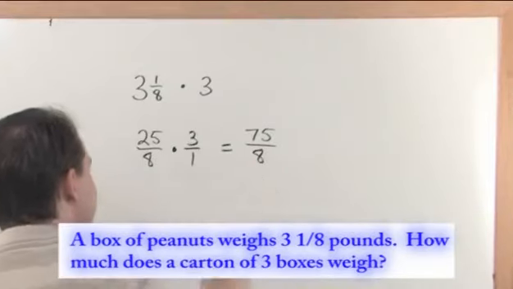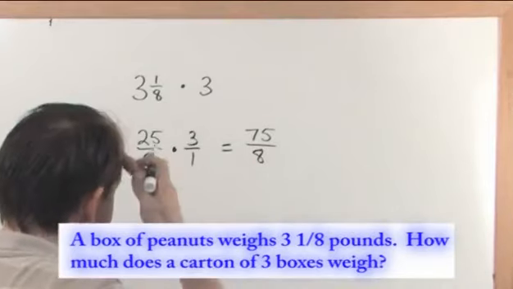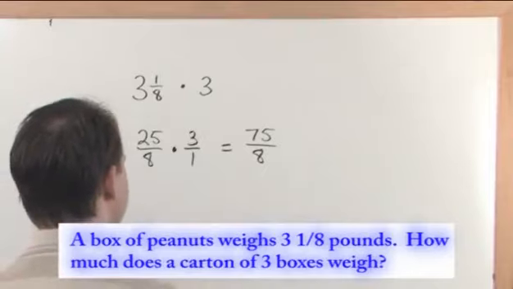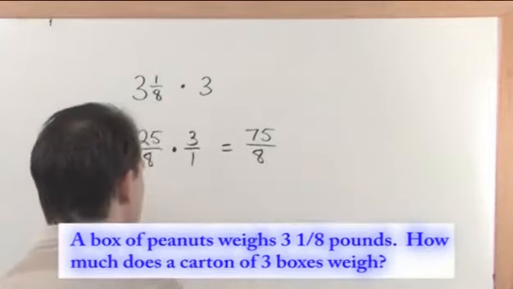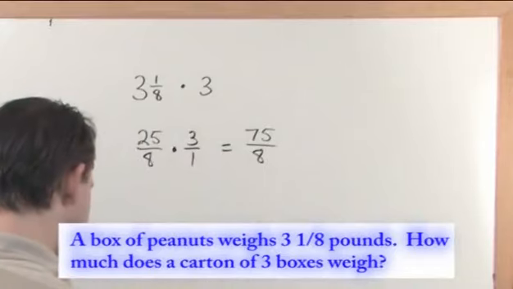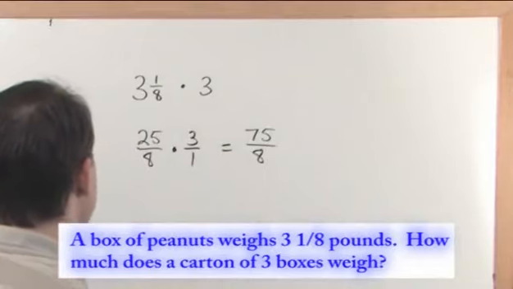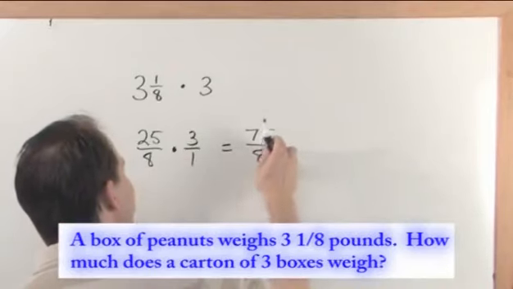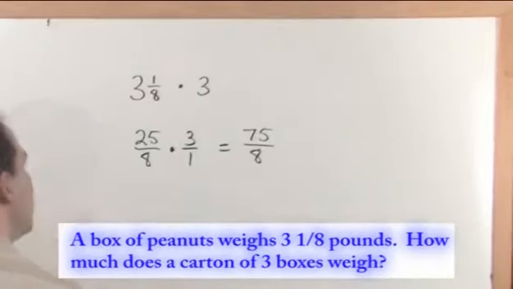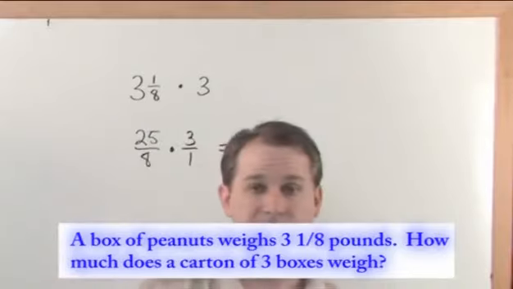This is the answer, but again, it's an improper fraction, and you really don't like to leave things in terms of improper fractions. You have a bigger number on the top than the bottom. So what you want to try to do is rewrite this. Okay? So let me ask you this. Because this is division, how many times does 8 actually go into 75?